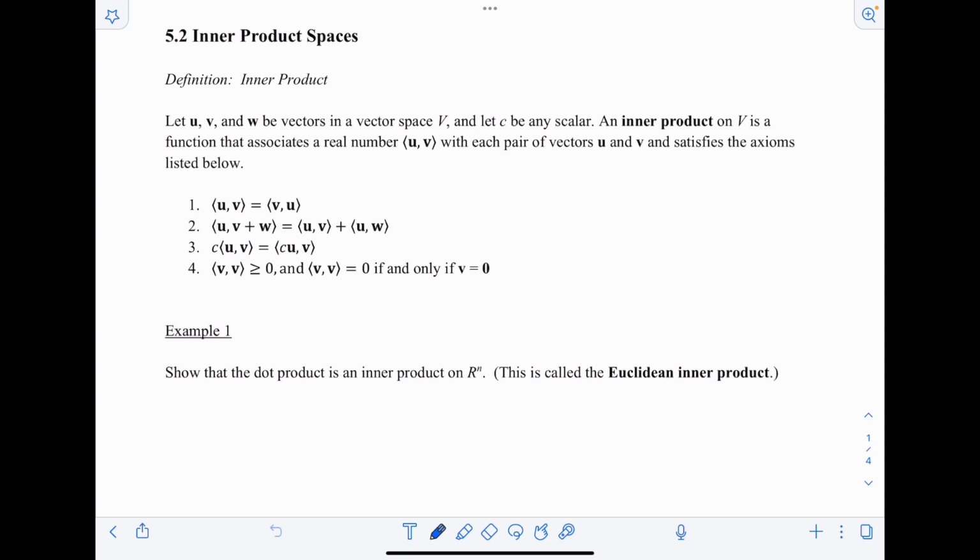This is lesson 5.2, inner product spaces. Now, before I even get into anything with this lesson, let me just start by saying this. Don't make an inner product space anything more than it is. It's not really a complicated idea at all.